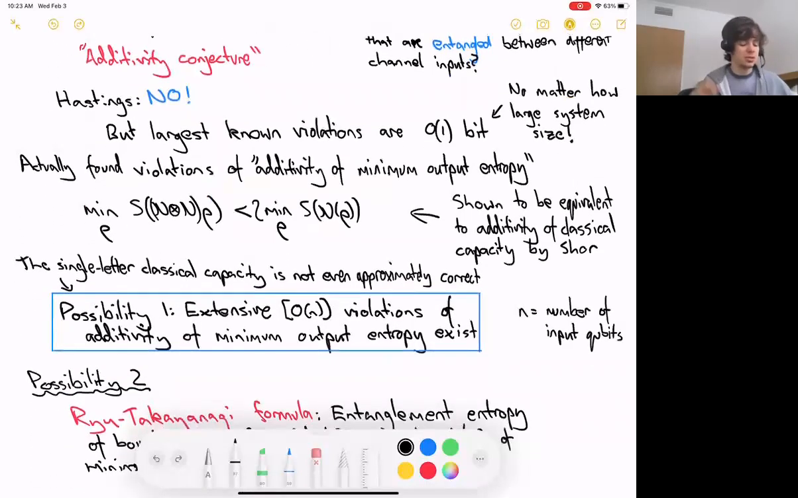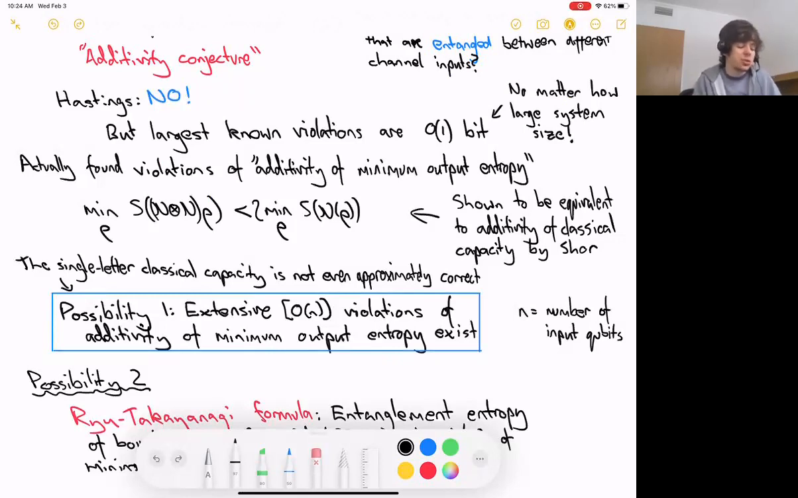Okay, so we're now ready to restate possibility one a bit more precisely. Rather than having just these order 1 qubit violations, actually arbitrarily large violations of additivity in minimum output entropy exist. And in fact, these violations are what we call extensive, which just means they grow linearly. There's a family of channels with a number of qubits that grows as little n, and the size of the violation grows linearly with the number of qubits in the channel. Okay, that's what we call an extensive violation.